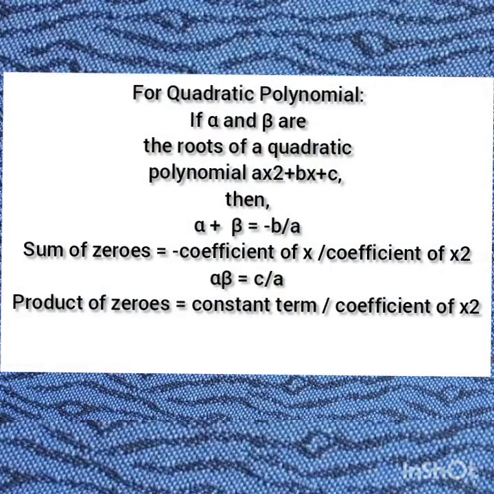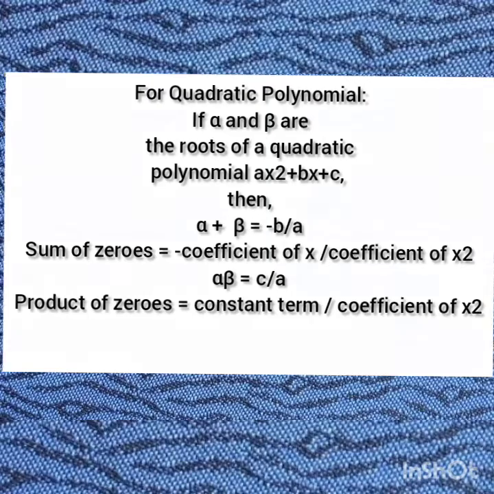For any quadratic polynomial, if alpha and beta are the roots of the quadratic polynomial ax square plus bx plus c, then alpha plus beta equals minus b by a. That is, the sum of zeros equals the coefficient of x divided by the coefficient of x square, with a minus sign. And second, alpha beta equals c by a. That is, the product of zeros equals the constant term divided by the coefficient of x square. Please keep this in mind.